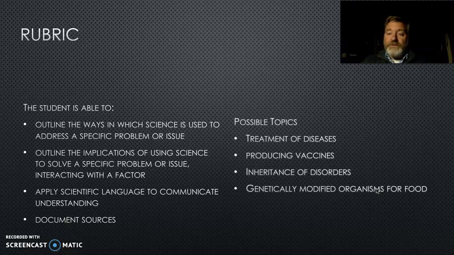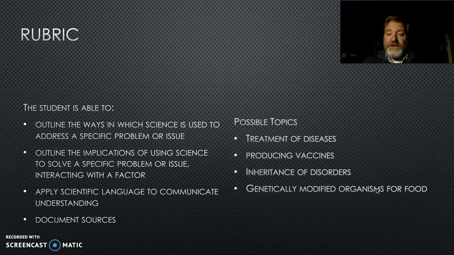Treatment of disease. We use genetics for treatment of disease. Some of these new COVID vaccines are using our understanding of the genetics of viruses much differently to vaccines that have been produced in the past. So there's some interesting research in there.